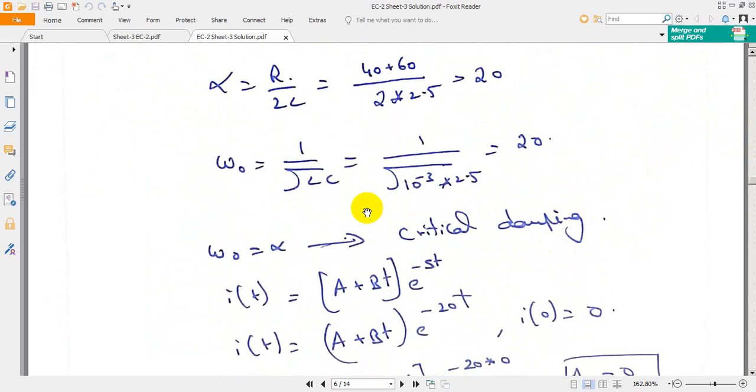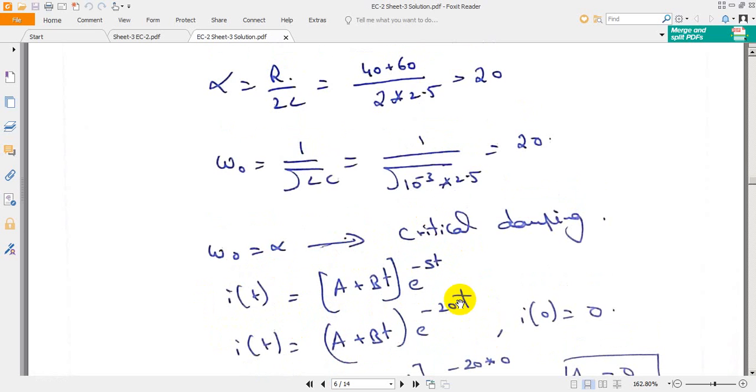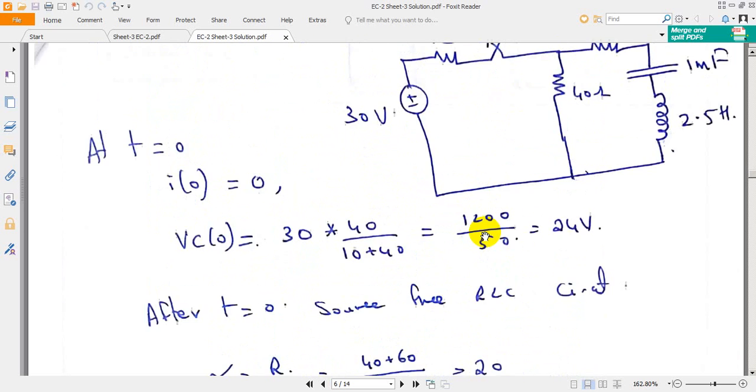For a critically damped condition, the response I of t for RLC series circuit is equal to a plus bt into e power minus st. So I of t is equal to a plus bt into s value. How to evaluate s?